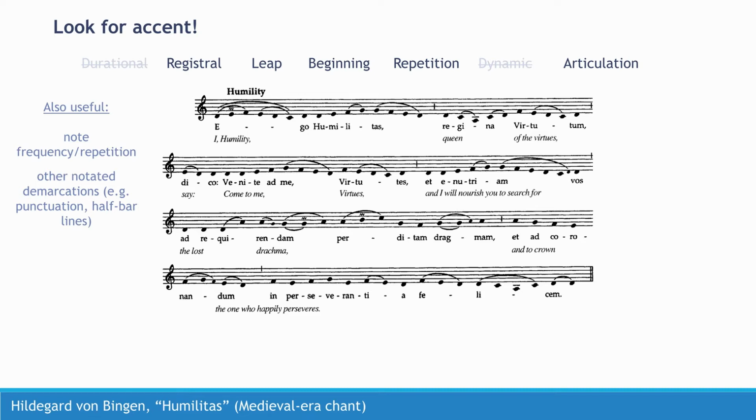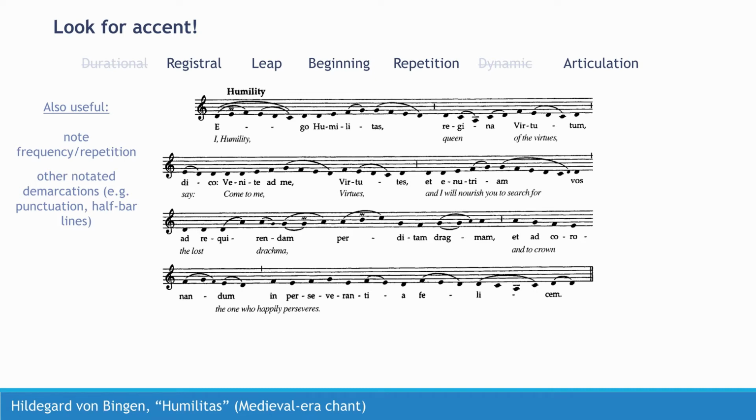We might want to look at other demarcations in the music as well. So for example, those things that look like tiny little bar lines, I'm going to call those half bar lines, but those are indicating natural breaks in the text or in the music. Punctuation like commas, for example, and periods will also indicate those natural breaks in the music. And so those are going to be essentially points of obvious beginning afterwards. So take a minute to try to sketch out where you're noticing some of these things.